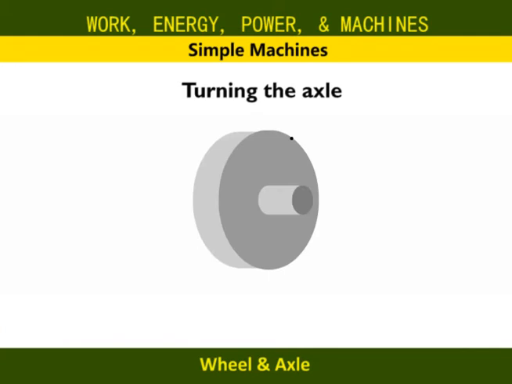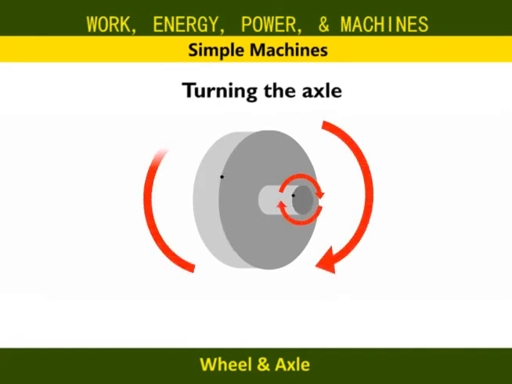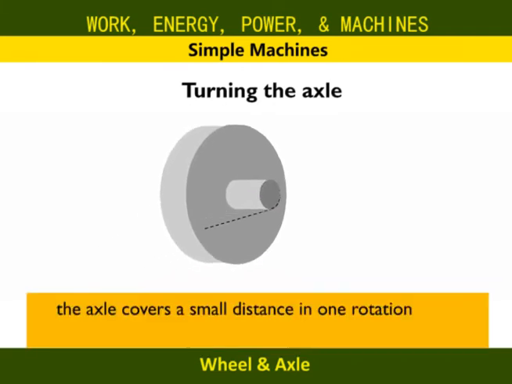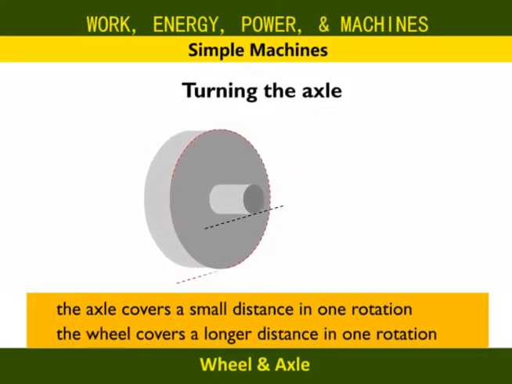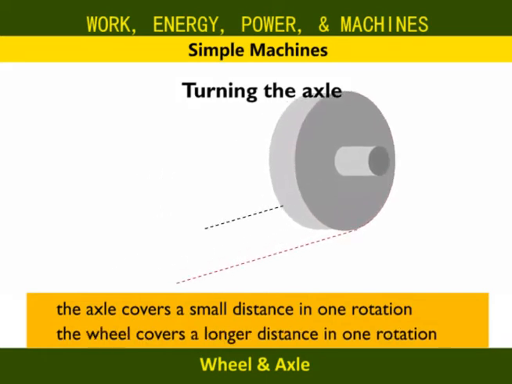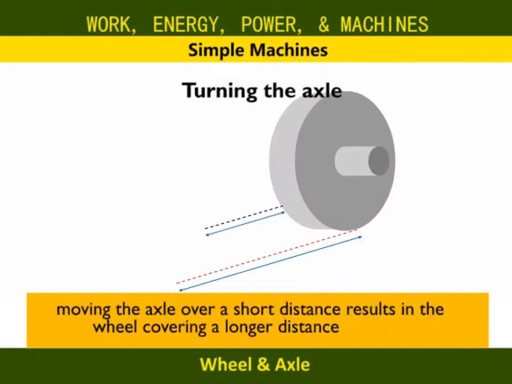When do we turn the axle instead of the wheel? Consider this wheel and axle where the axle moves one rotation and the wheel does it as well. But when the axle completes one rotation, the distance covered is small because of its small diameter. On the other hand, one rotation of the wheel covers a larger distance compared to the axle. So moving the axle a smaller distance results in a larger distance covered by the wheel. So again, we trade force for distance depending on what we need.